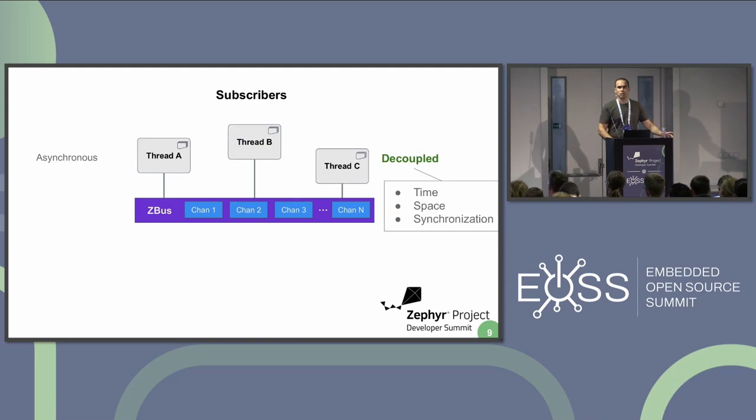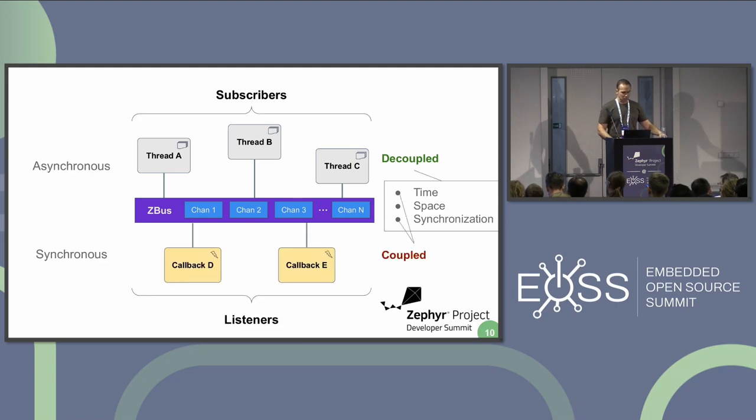So we have two kinds of observers here. We have the subscribers, which we usually see in MQTT and other communication protocols. In Zbus, subscribers are asynchronous entities that can receive notifications from the bus when a channel changes. So when someone publishes to a channel, the channel will notify the subscriber asynchronously. And we also have the synchronous observers, because we have two kinds of observers: subscribers and listeners. The listeners are synchronous, and they are mainly callbacks. When a channel changes, the bus calls some callbacks. You can just make the listener observe a channel, and that's it. We are going to talk more about this in detail.